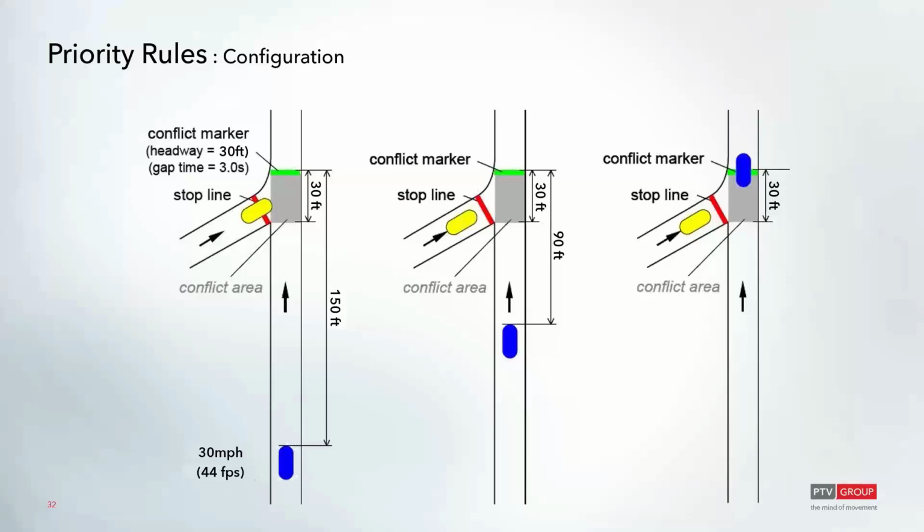So again, you can see that the conflict markers have a few different configurations that they need to be set up and configured. So again, these are more flexible than the conflict areas themselves, but you can see they would be a bit more time consuming to set up and use.